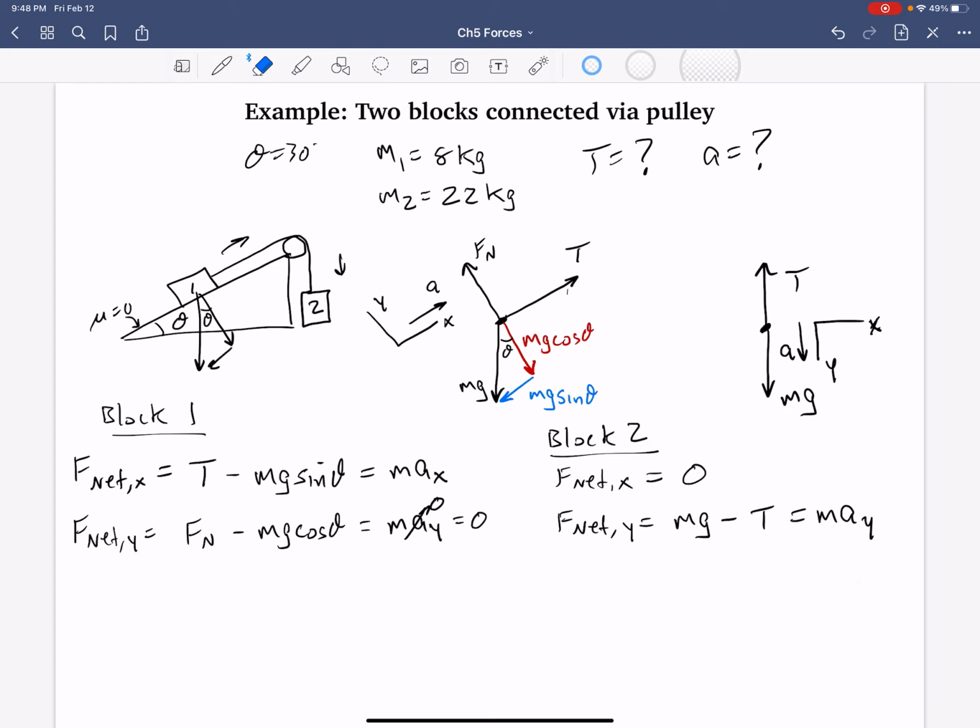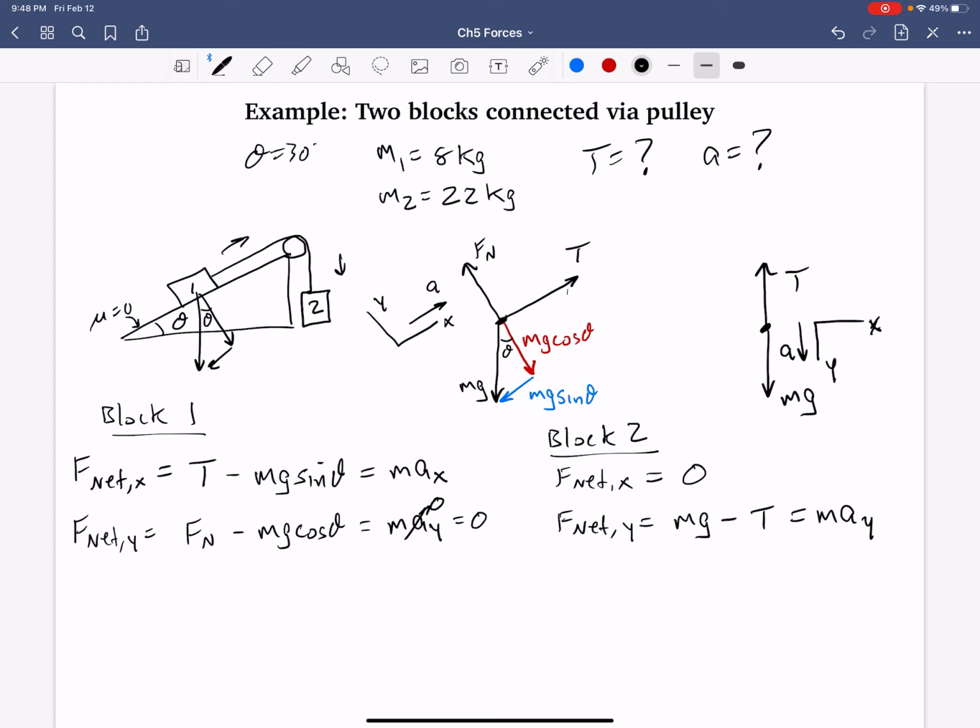If you can help it, always put one of your coordinate axes in the direction of the object's acceleration. That way you can just write equals plus ma. All right. So in this problem, we're finding tension and acceleration.